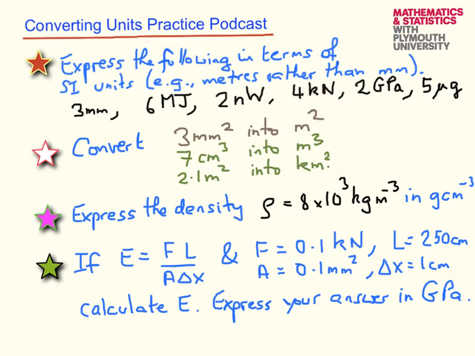The next question is a two-step problem, and it's to express a density given in these units, to express that in these units. And the final question is based around something called Young's modulus, and there is a formula for it here, and here are these quantities, and you are supposed to calculate Young's modulus and to express your final answer in gigapascal. So with that, I think you should pause the video, work out the answers on paper, and then come back and see if you've got them right.